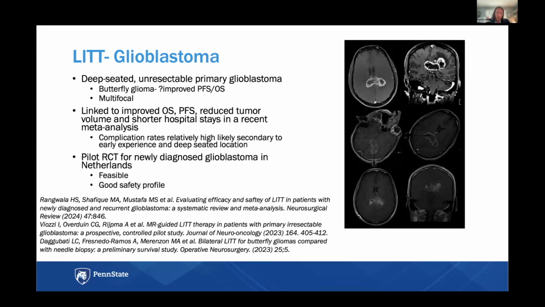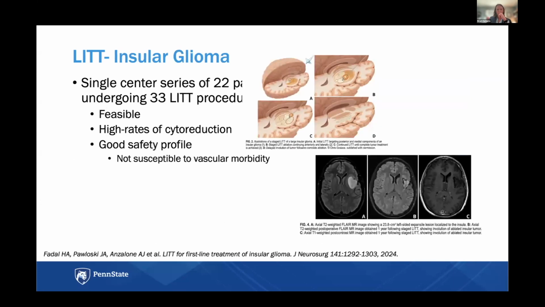So again, all of these are based on small series. There've been no large-scale RCTs, but colleagues across multiple centers have looked at this and shown improved overall survival and progression-free survival relative to biopsy only. So in a case like this, where we know the patient's universally going to do poorly, can we do better? And so again, there was a pilot RCT in the Netherlands, which showed feasibility and a good safety profile. So I think there's a lot of interest in this area. In addition, can there be some benefit opening the blood-brain barrier with the heat, and then also augmenting the immune response?